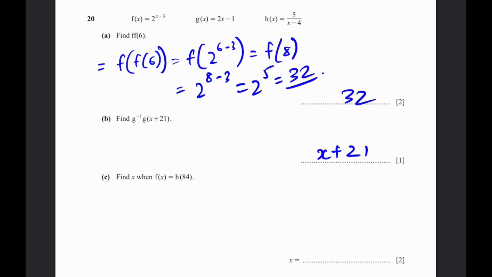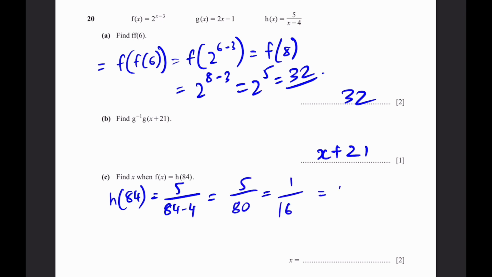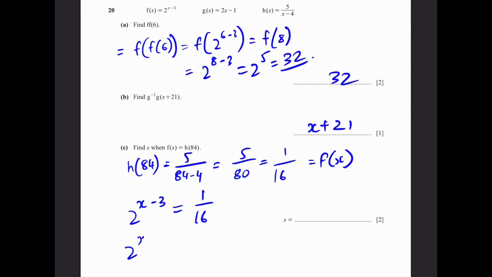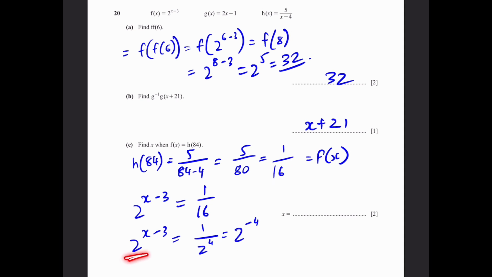C, find x when f of x equals h of 84. So h of 84 is equal to 5 by 84 minus 4, which is 5 by 80, which is equal to 1 by 16. And that will be equal to f of x. That means 2 to the power of x minus 3 equals 1 by 16. We can write 1 by 16 as 1 by 2 to the power of 4, which is equal to 2 to the power of minus 4. Since the base is equal, we can equate these two. x minus 3 equals minus 4, and x equals minus 1.